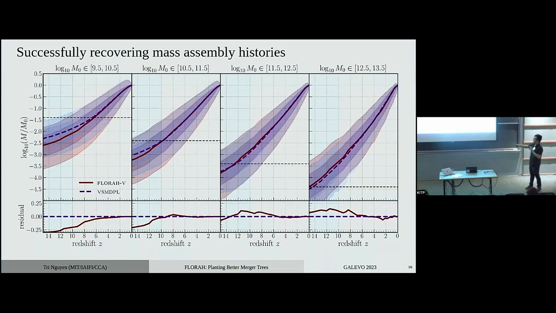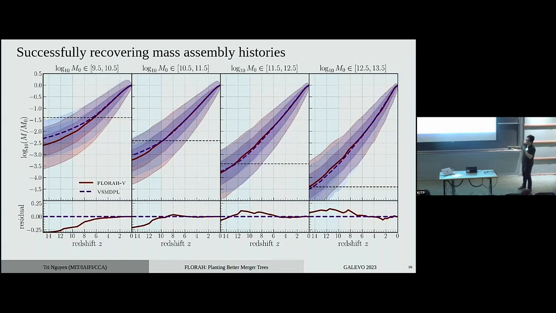The red curve here is FLORAH, and the blue curve is the simulation. And as you can see, things start to deviate after the resolution limit, mostly because we use the concentration, and below 64 M dark matter, the concentration is not very reliable.